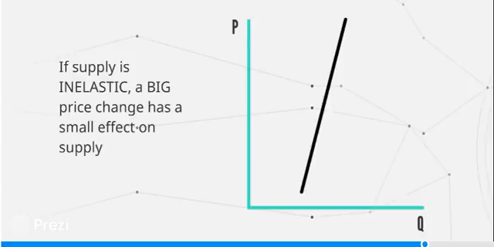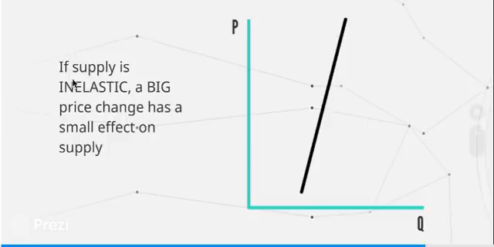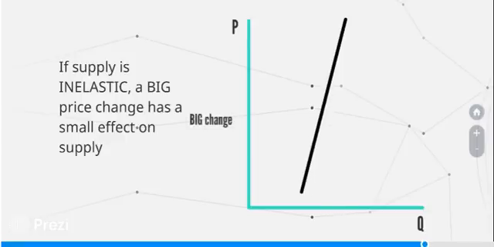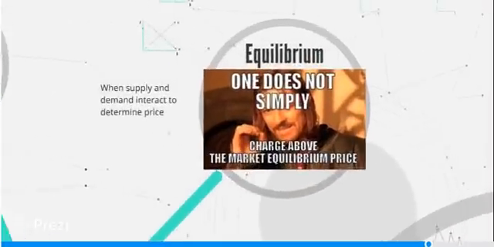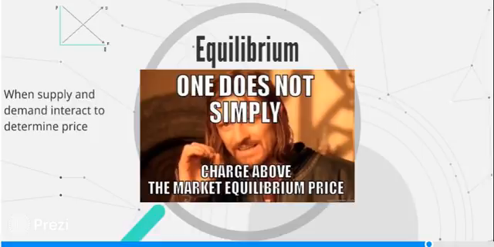Things that are wants are going to be elastic, and things that are needs are going to be inelastic. Remember, we have an in for need and inelastic. So we could have a huge price change here, but a very small quantity change here. A big change in price is a small change in quantity. And this has been supply.